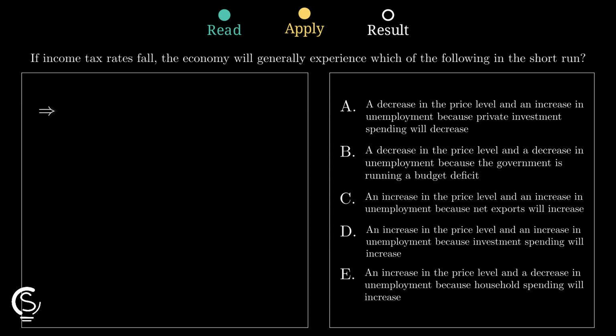When household spending increases, aggregate demand shifts to the right in the short run, which means firms sell more output, hire more workers, and face upward pressure on prices.